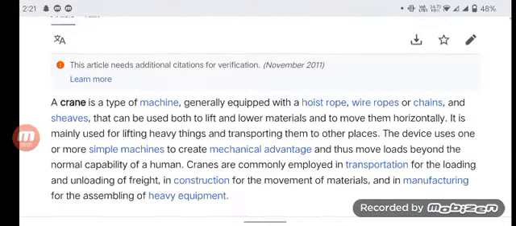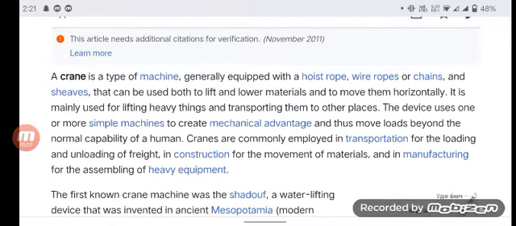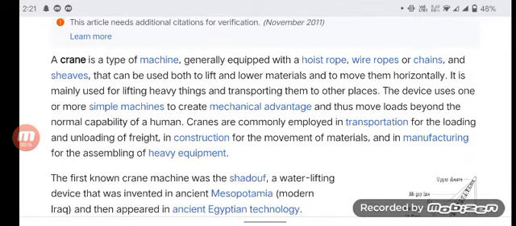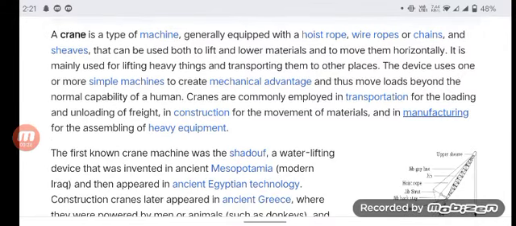Crane. A crane is a type of machine generally equipped with a hoist rope, wire ropes or chains and sheaves that can be used both to lift and lower materials and move them horizontally. It is mainly used for lifting heavy things or transporting them to other places.